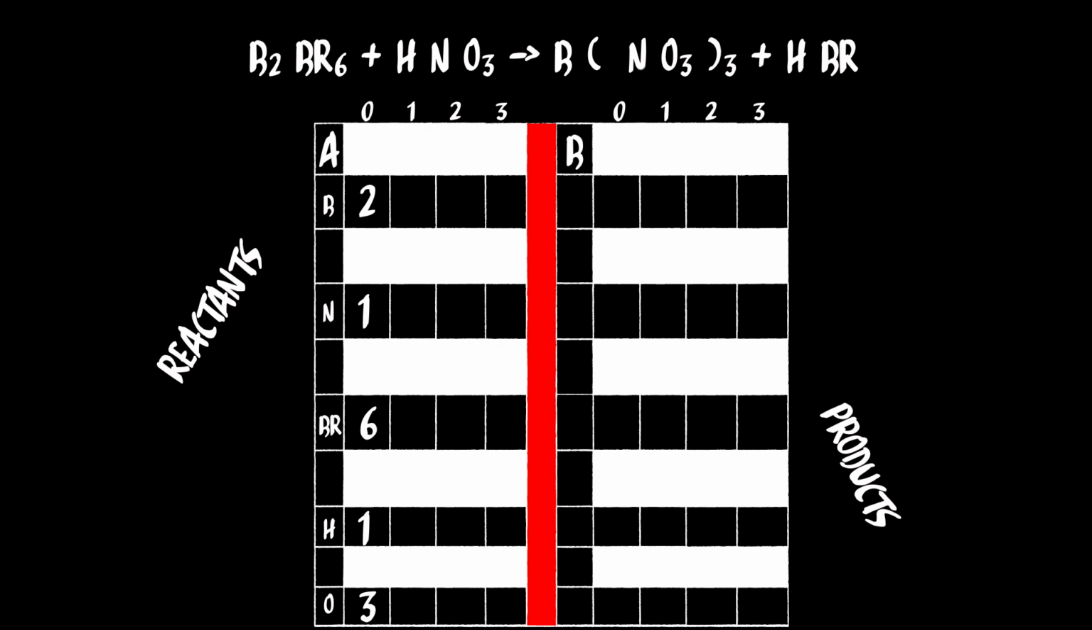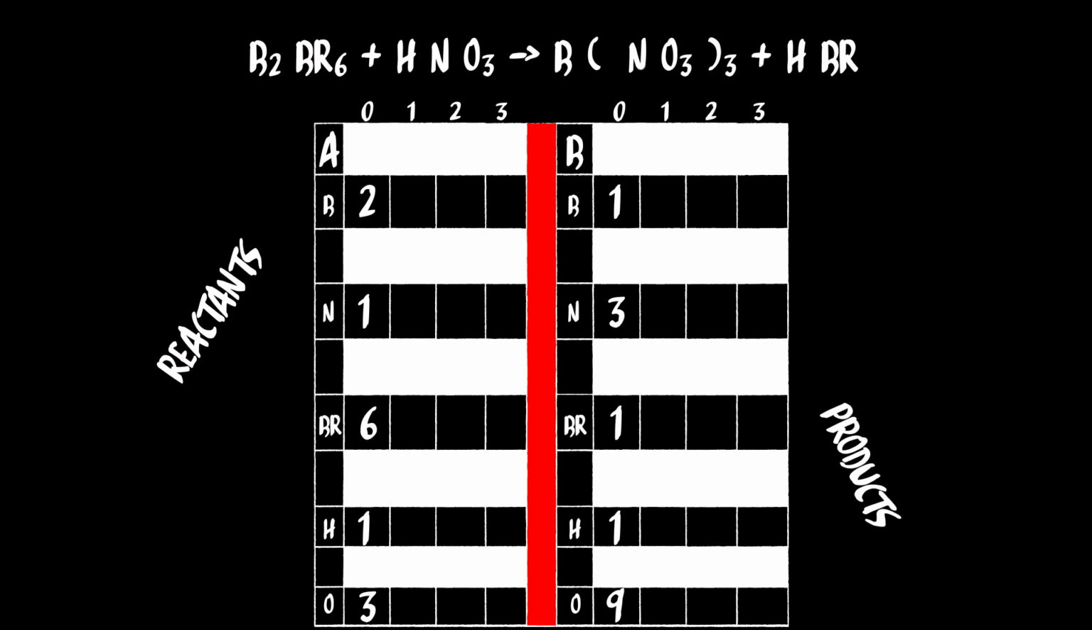We're going to go now to the product side, and see the list is identical: B, N, Br, H, and O. Under the first column, or column 0 rather, we have the amount of the elements that are present in the product side. So for boron, we have 1 molecule, for nitrogen 3, for bromine 1, for hydrogen 1, and for oxygen 9.